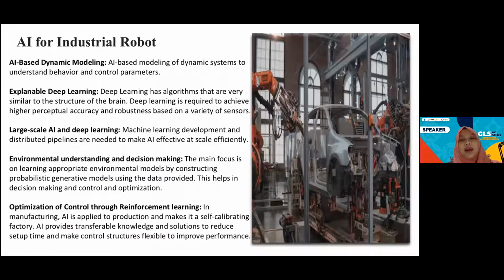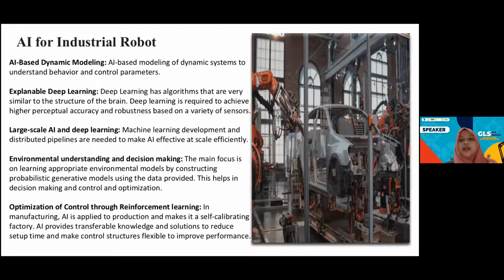And number five, how AI is implemented in industry is for industrial robots. We have five points where AI is most implemented in industrial robots. The first is AI-based dynamic modeling. AI-based dynamic modeling is a system to understand the behavior and control parameters of the robot.